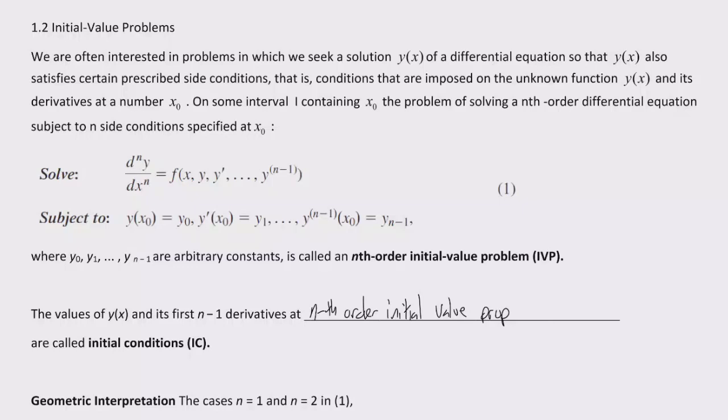Oh, I messed that up. That's this up here. Sorry about that.